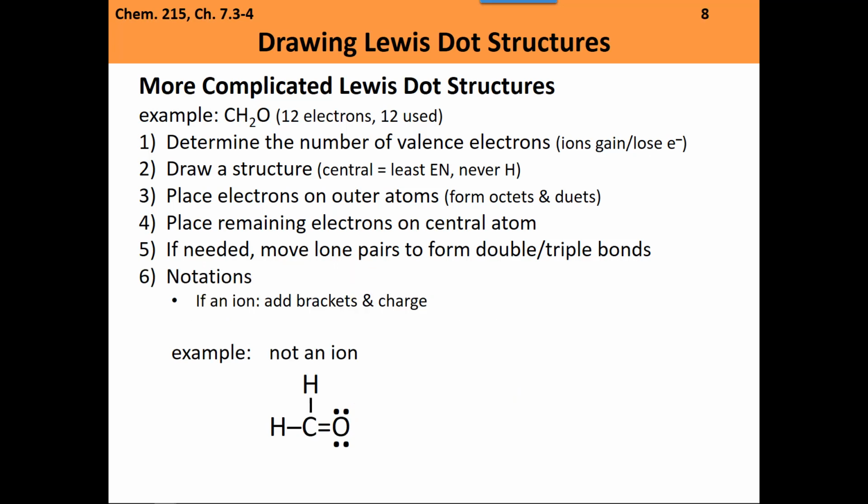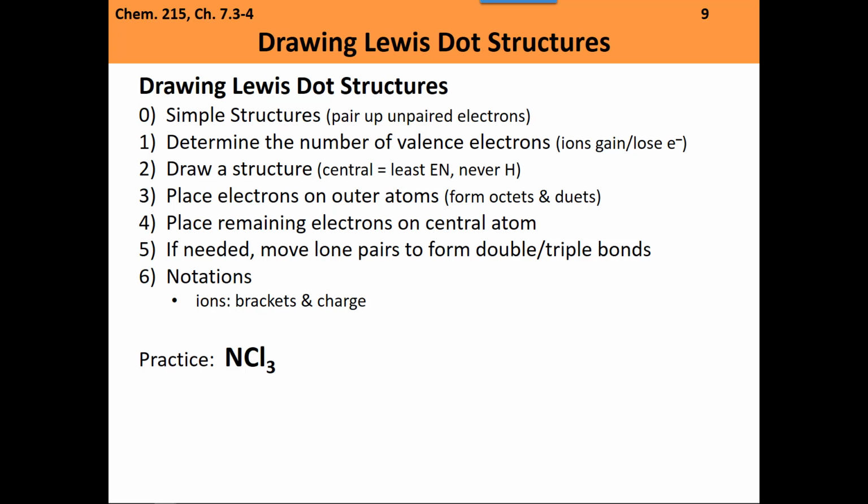Finally, step 6, this is where I put any notation. For instance, we already talked about ions. For ions, I would add brackets and charge. Well, CH2O is not an ion, so I don't have to do it. So this is my Lewis dot structure. We'll talk about another instance where you have to put notation next week.